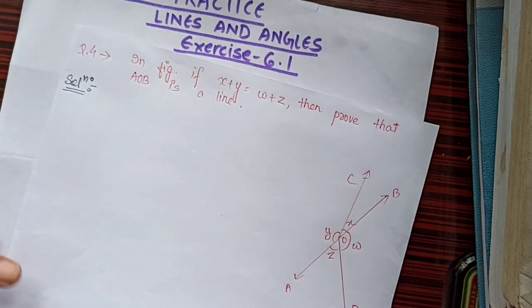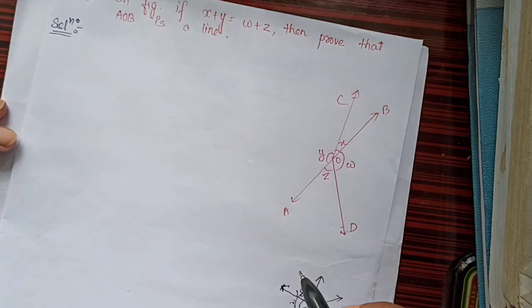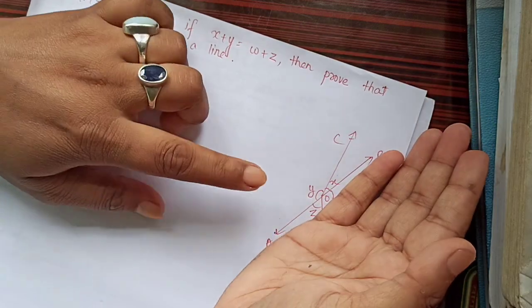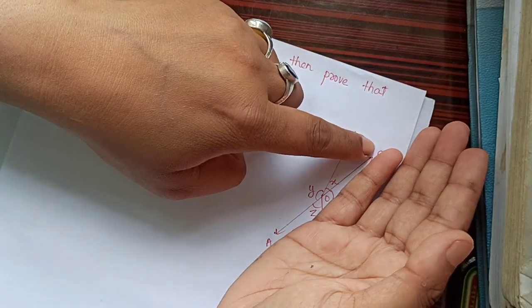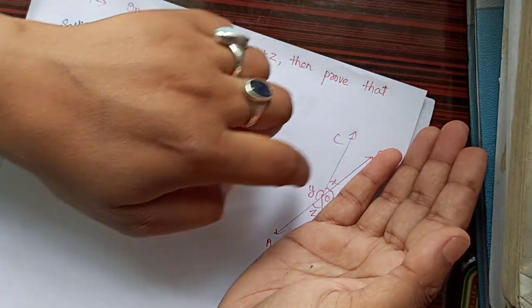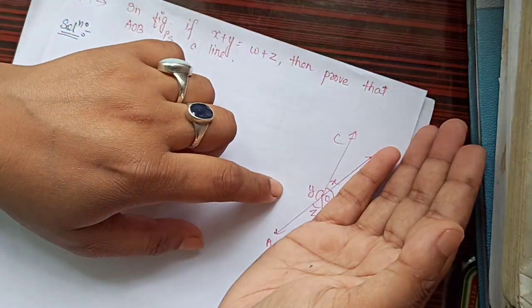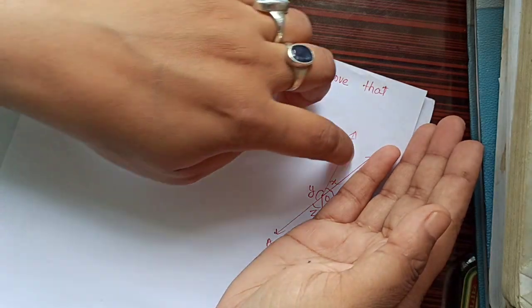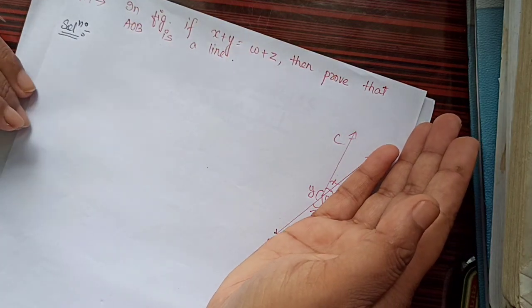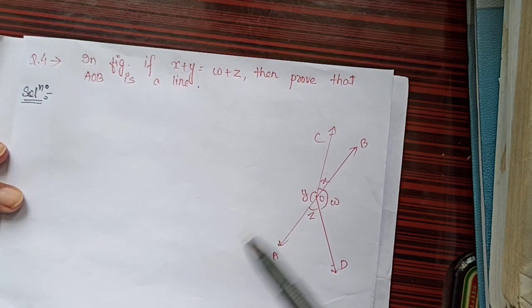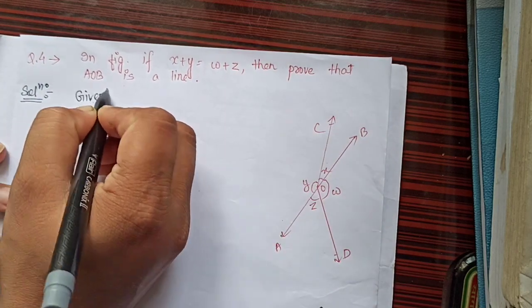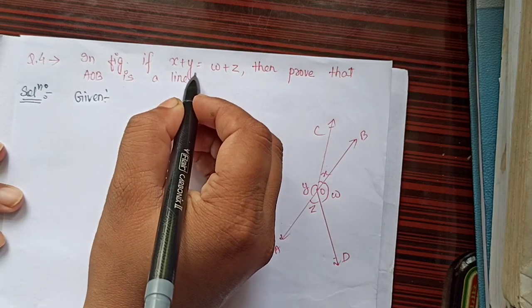So here, if we see our line AOB from one side, we have these two angles. If we add these two angles, we should get 180 degrees. If we prove it as 180 degrees, we can say that AOB is a line. Okay, so let's start now. Here we need x and y. Let us start by writing the given: x plus y equals w plus z.